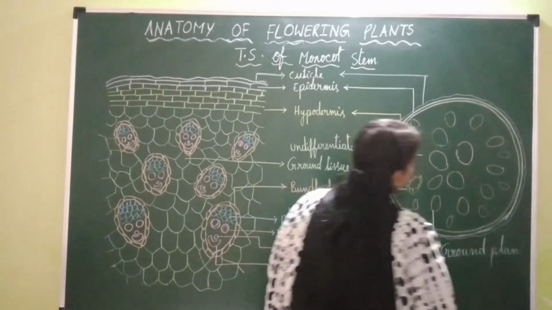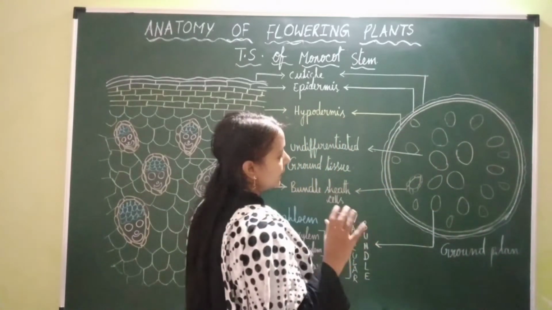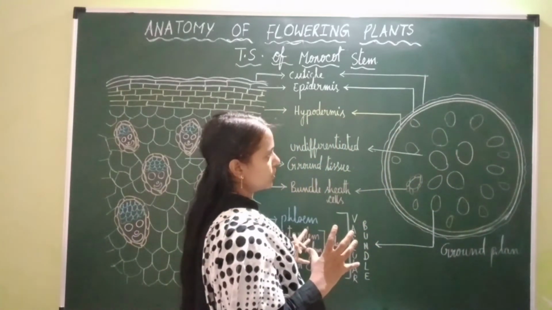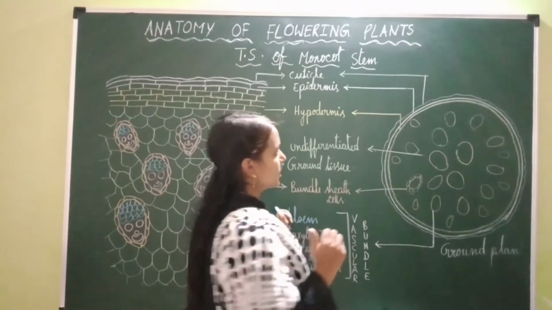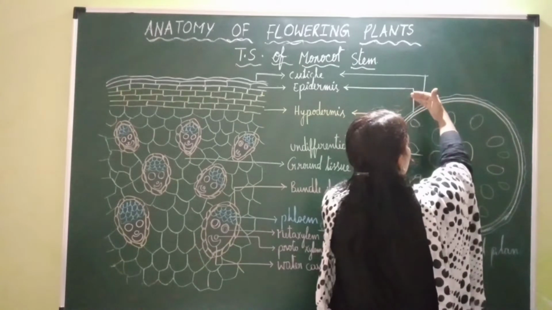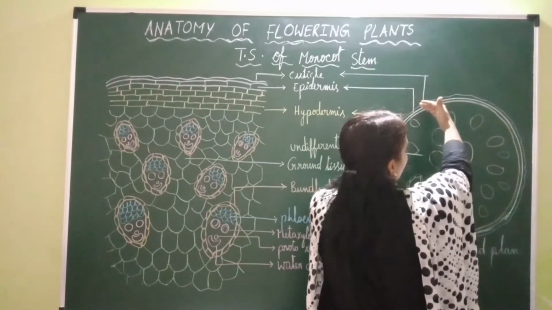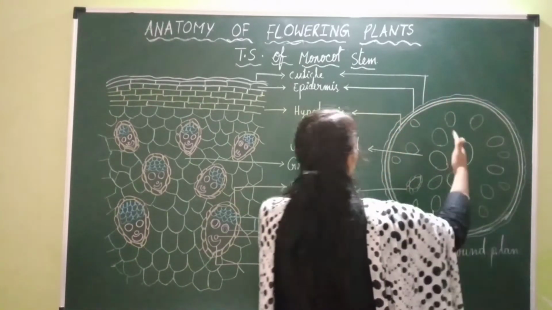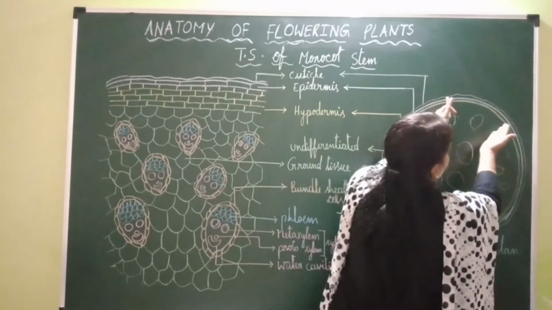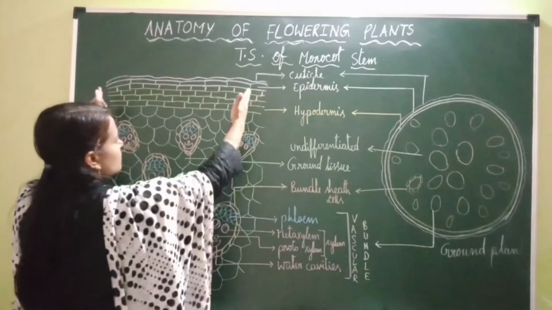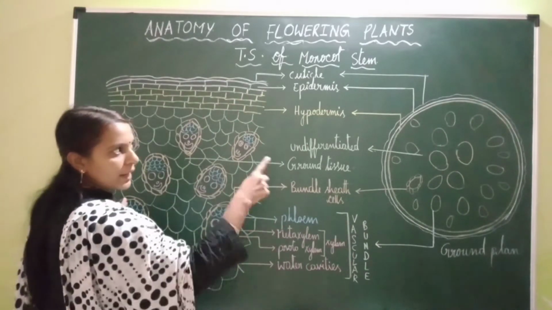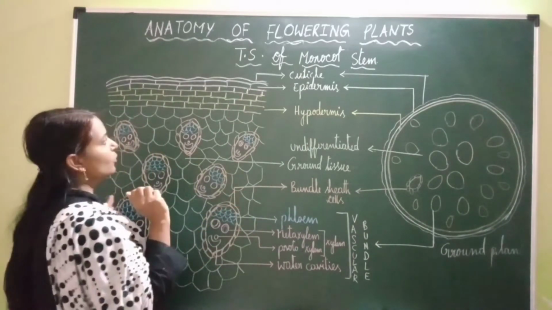In its transverse section it consists of different types of tissues. To observe the different types of tissues, we have to observe one area of this ground plan of the transverse section of monocot stem. This area or this area or this area, like this we have to observe. So this is one area of the ground plan of the transverse section of monocot stem.